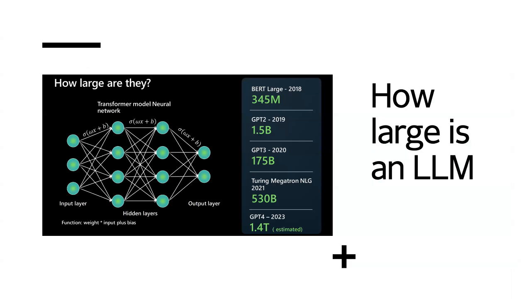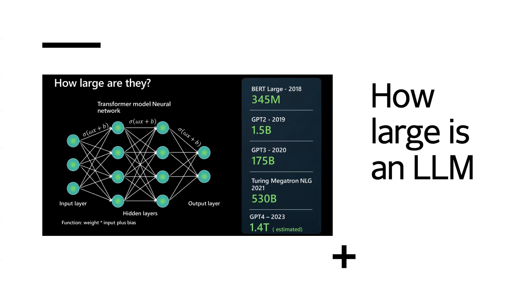This is a representation of how large LLMs are. In 2018, BERT large had 345 million parameters, and in 2019, GPT-2 had 1.5 billion, and in 2020 we have GPT-3, which has 175 billion parameters. In 2021, the Turing Megatron model has 530 billion. In 2023, we estimate that GPT-4 has 1.4 trillion parameters.